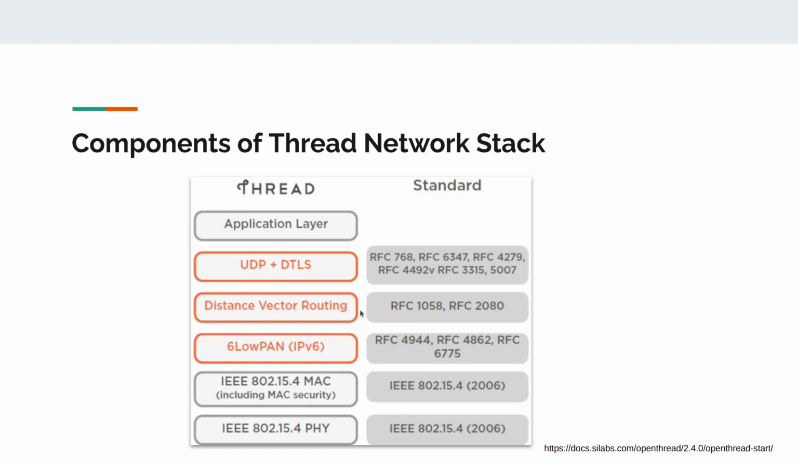Another view of the same diagram from Silicon Labs. Here you can see the corresponding RFCs that are related to each layer. Mostly these RFCs are from the 6LoWPAN group. I guess some of them are from some different stuff. I haven't had a chance to look at all of them, but feel free to do so if you want to. These are openly available.